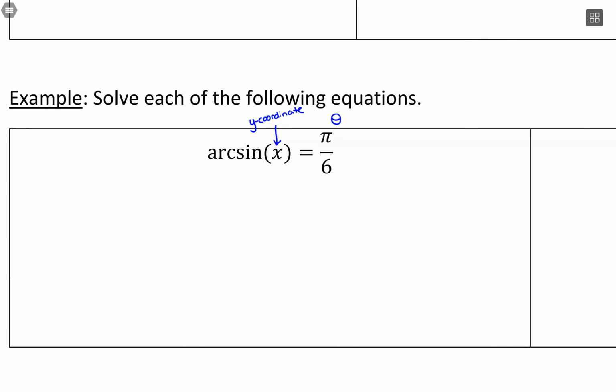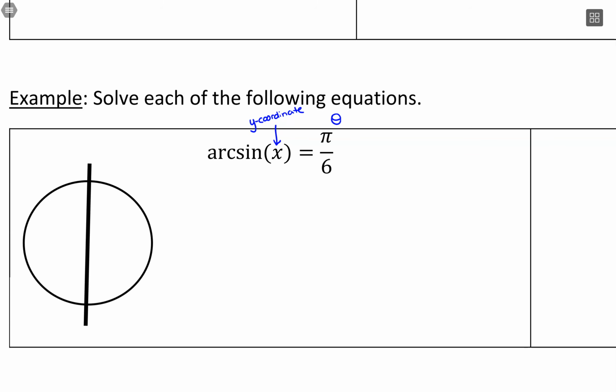Which again, that x and y, just think of that as a variable. I could have made that any letter right there. The idea is that it represents a y-coordinate because it's within inverse sine. So what this means, oops, here's my circle.